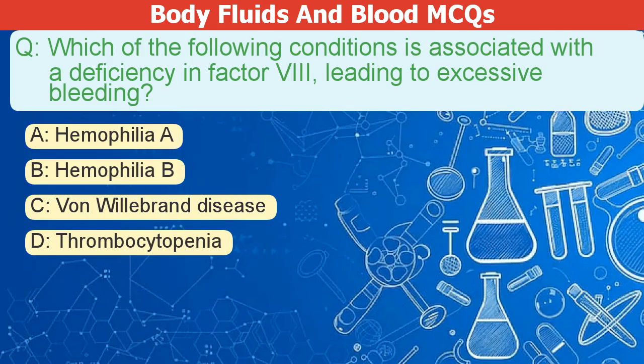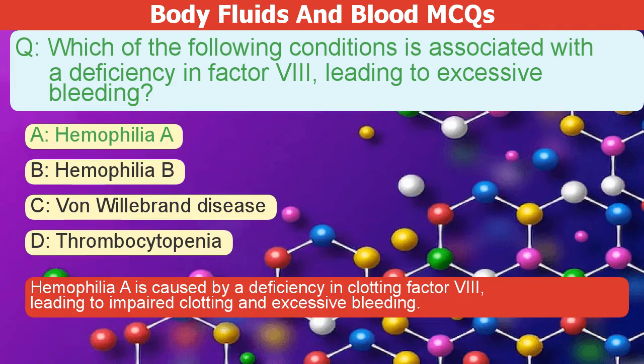Which of the following conditions is associated with a deficiency in factor VIII, leading to excessive bleeding? A. Hemophilia A. B. Hemophilia B. C. Von Willebrand disease. D. Thrombocytopenia. The correct answer is A. Hemophilia A is caused by a deficiency in clotting factor VIII, leading to impaired clotting and excessive bleeding.